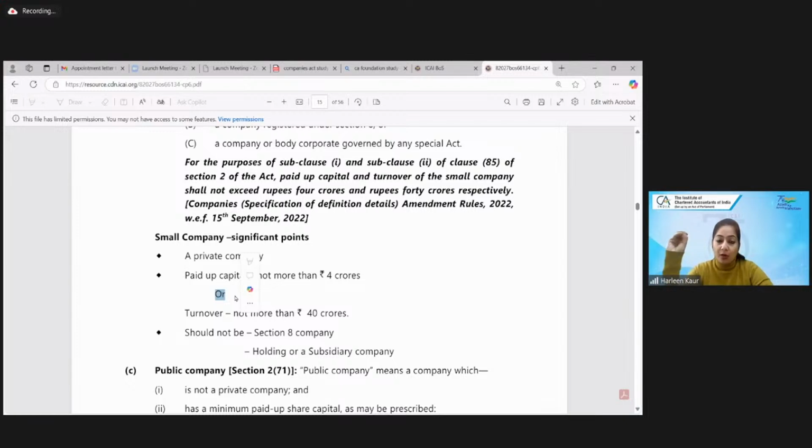So my question to all my dear students is, if I am a company AB Limited having a paid up share capital of 3 crores and my turnover is 80 crores, can I be treated as a small company? Yes or no? Will I be treated as a small company?